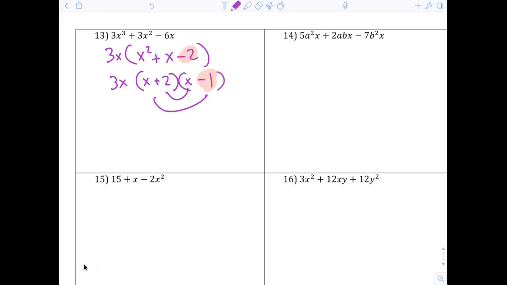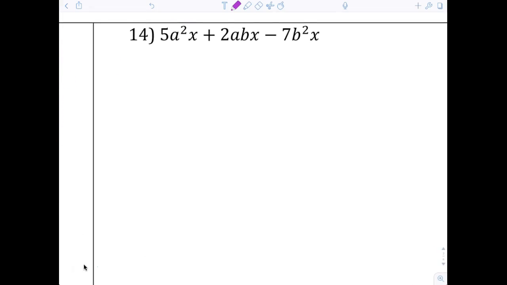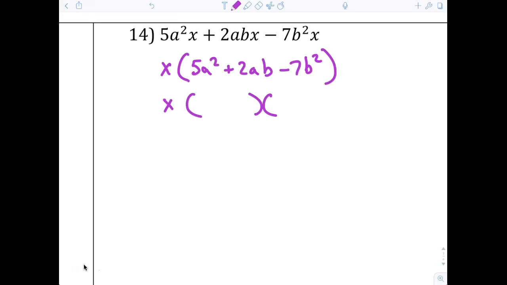All right. Now, go ahead, Avery. So what's common here? 3x. What is common for number 14? X. Okay, now what? 5a squared plus 2ab minus 7b squared. Okay. So would you put the 5a on that side and the 7b? 5a and a. That's how you should start.